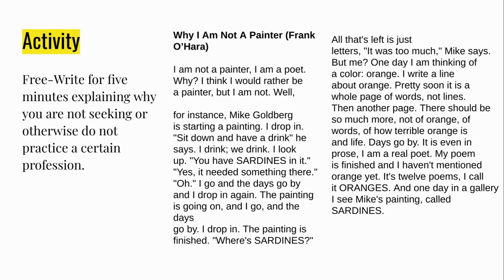But me? One day I'm thinking of the color, orange. I write a line about orange. Pretty soon it is a whole page of words, not lines. Then another page. There should be so much more, not of orange, of words, of how terrible orange in life. Days go by. It is even in prose. I am a real poet. My poem is finished and I haven't mentioned oranges yet. It's 12 poems. I call it Oranges. And one day in a gallery, I see Mike's painting called Sardines.